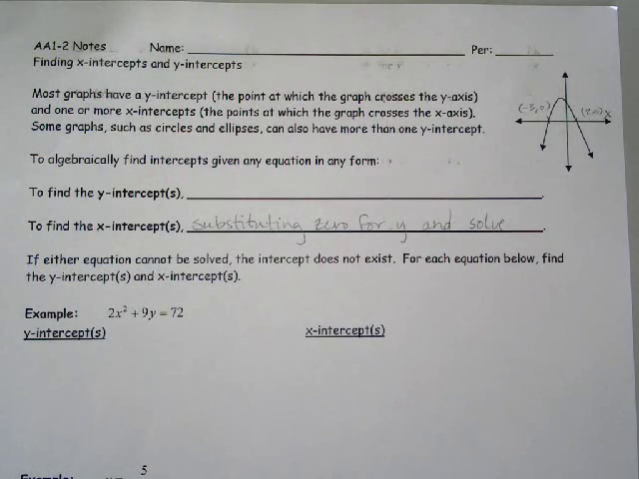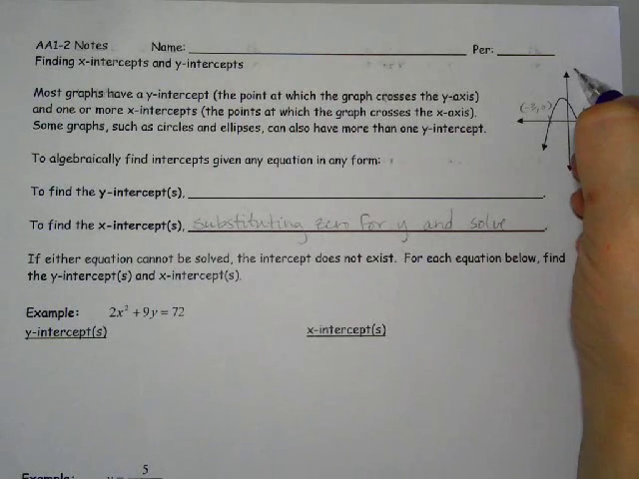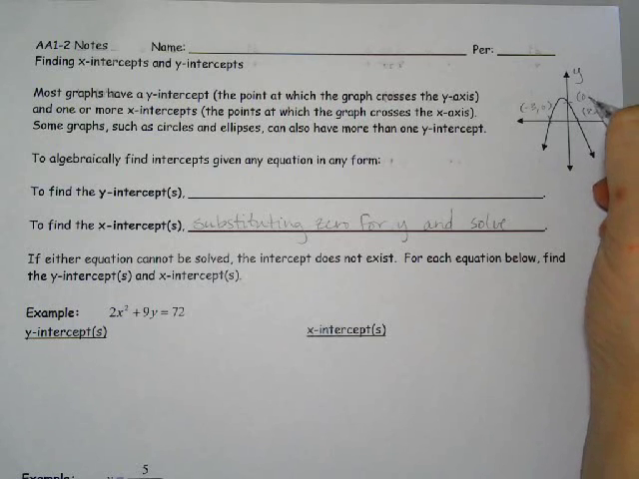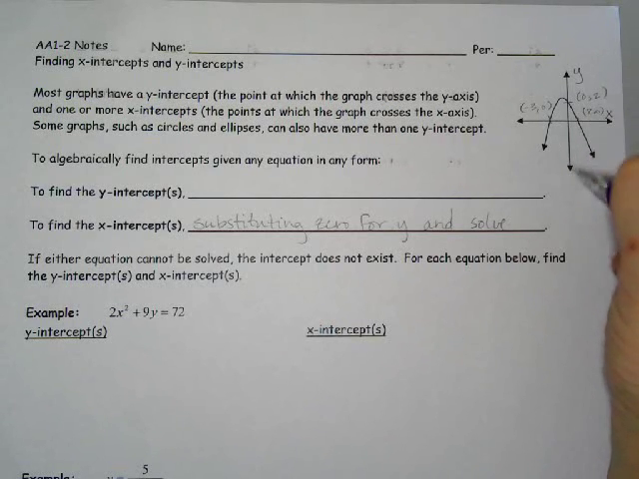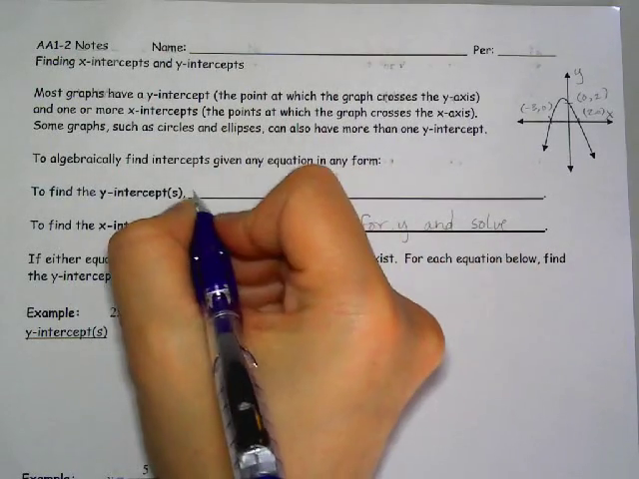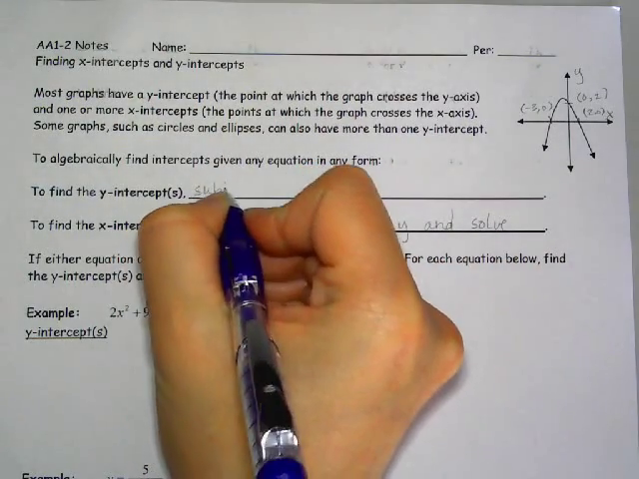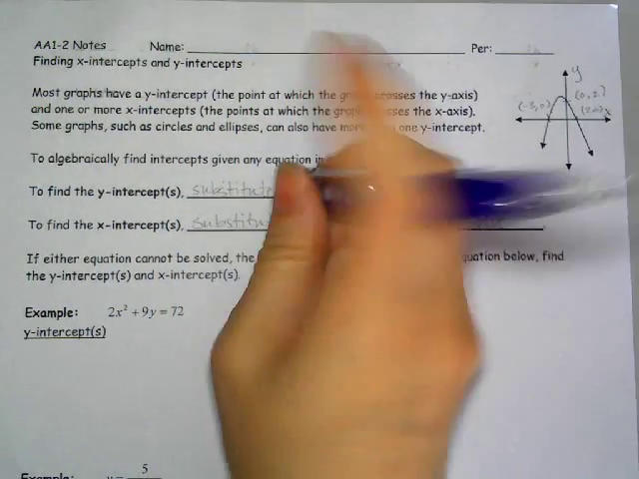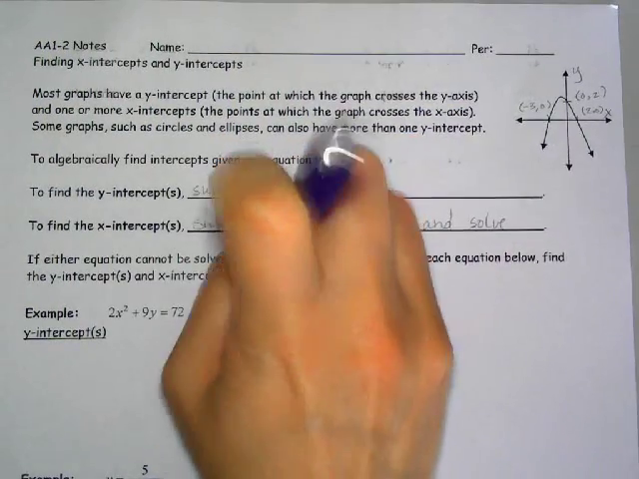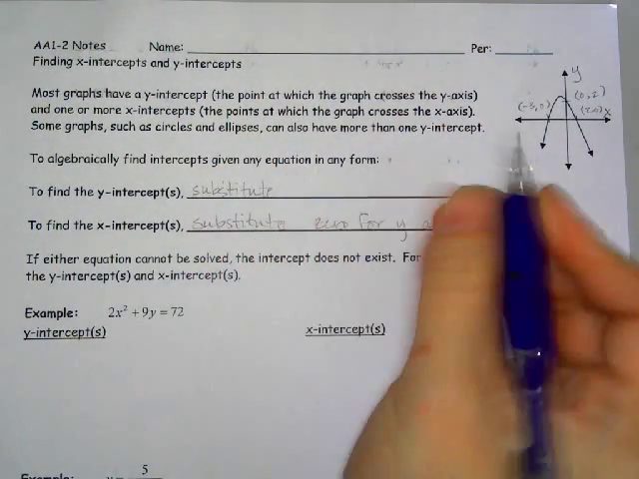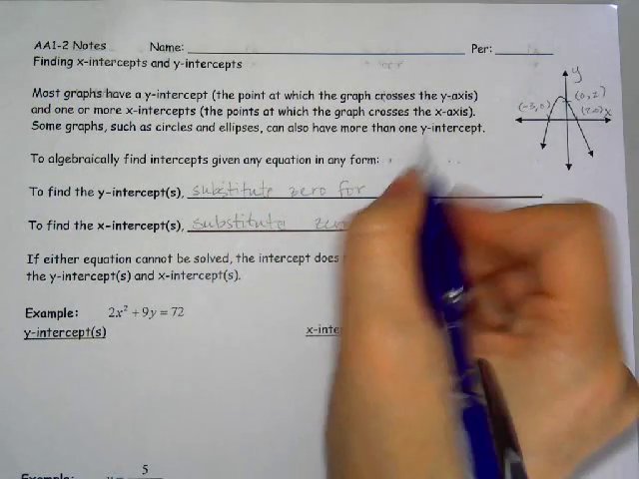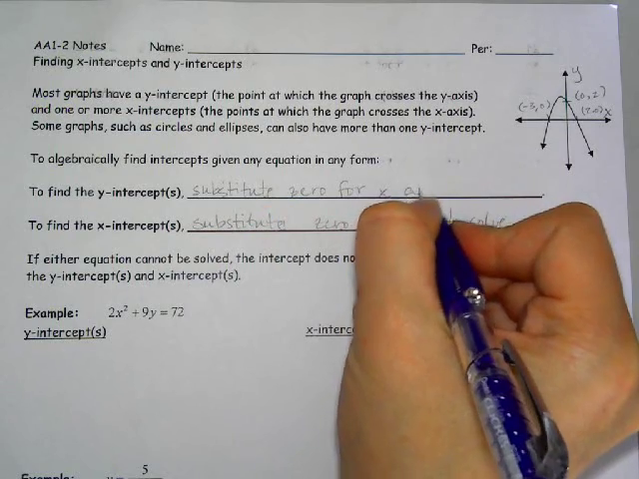With a similar idea, everywhere on the y-axis, this point would be, say, 0, 2. All of these points are going to have an x value of 0. So finding y-intercepts, you substitute 0 for x and solve.